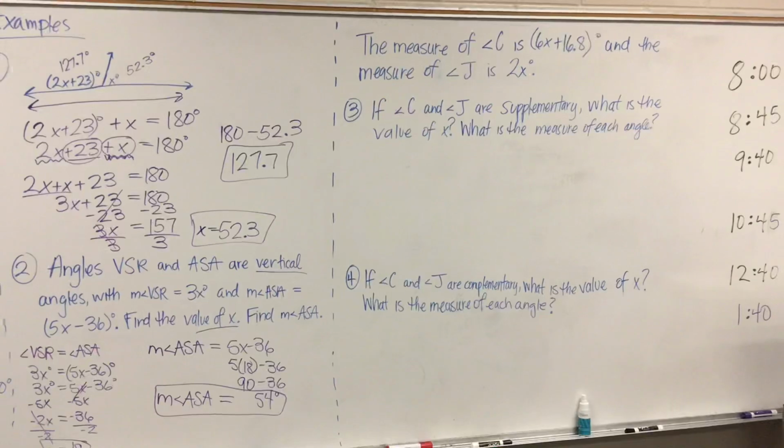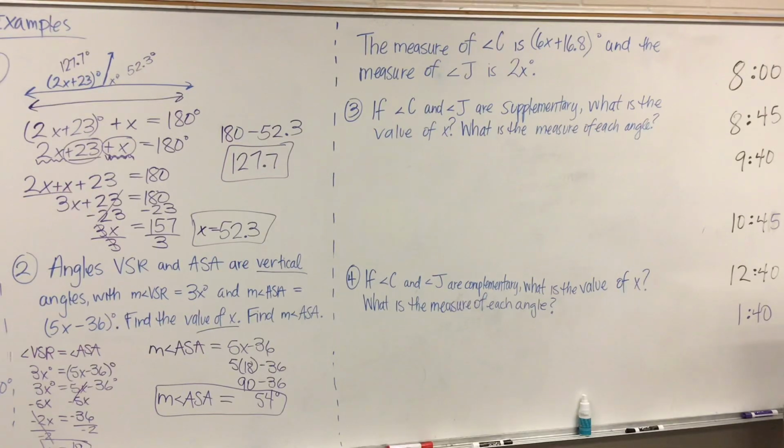Moving on. The measure of angle C is 6x plus 16.8, and the measure of angle J is 2x. If angle C and angle J are supplementary, what is the value of x? What is the value of each angle?